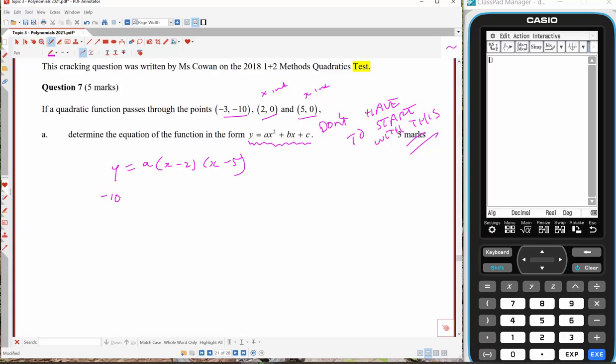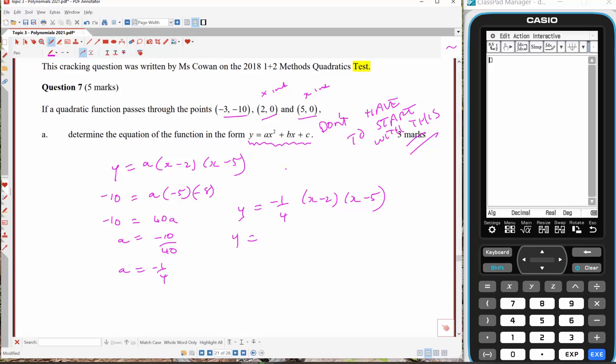So it's going to be negative 10 equals a, negative 3 goes in, so that's going to be negative 5, and negative 3 goes in, that's going to be negative 8. That's negative 10 equals 40a, so a equals negative 10 over 40, a equals negative a quarter. So our equation is y equals negative a quarter, x take 2, x take 5.